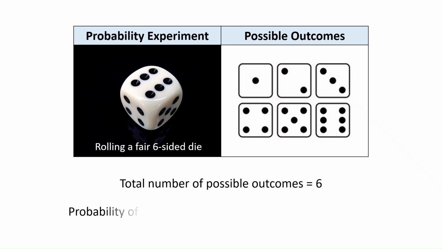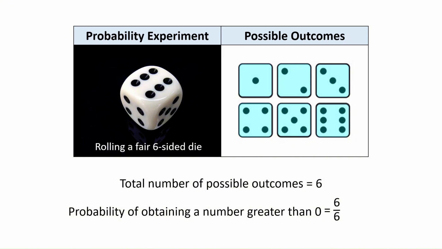Finally, what about the probability of obtaining a number greater than 0? Since all the outcomes are favorable to the event of obtaining a number greater than 0, the probability of obtaining a number that is greater than 0 is 6 out of 6, which is simply 1.